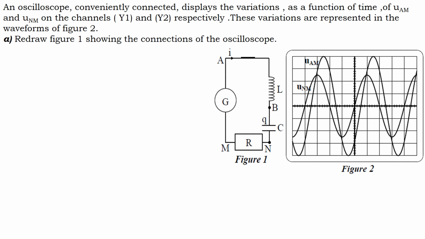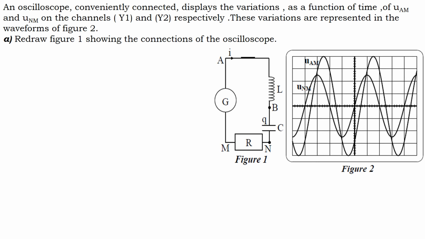An oscilloscope conveniently connected displays the variations as a function of time of UAM and UNM on the channels Y1 and Y2 respectively. So UAM is on channel 1 and UNM is on channel 2. These variations are represented in the waveforms of figure 2. Redraw figure 1 showing the connections of the oscilloscope.